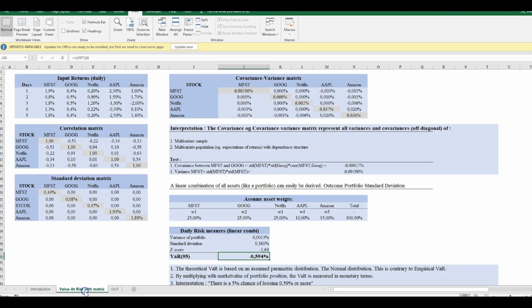Let's dig into it and just look at 5 assets, 5 stocks from the US market: Microsoft, Google, Netflix, Apple, and Amazon. For sake of simplicity, we assume only 5 observations with return series on all 5 stocks.